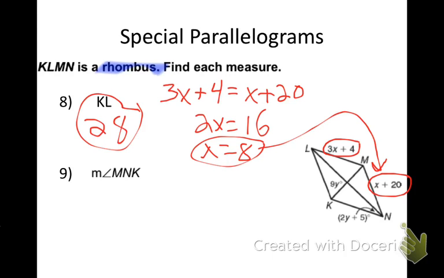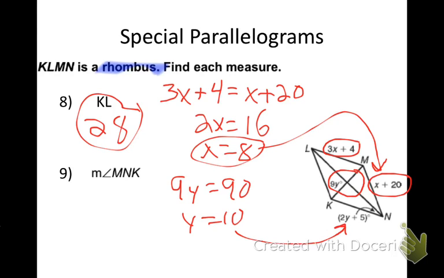What do I know about the angles right here though? All of these angles right here are 90 degrees. So what do I set 9y equal to? I set 9y equal to 90, and I could then solve for y. What would y be? y is 10. I then take that and plug it in for my bottom angle. 2 times 10 plus 5 gets me 25.